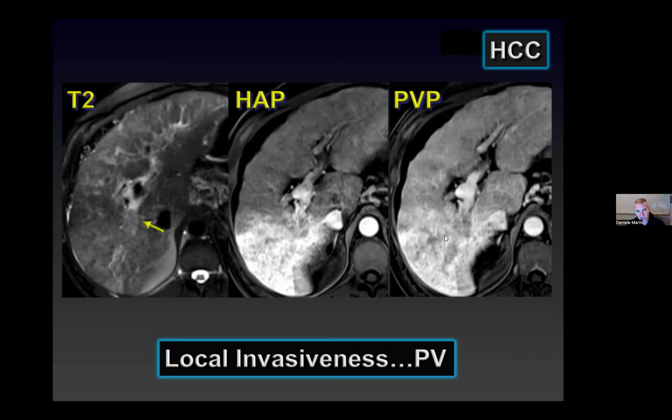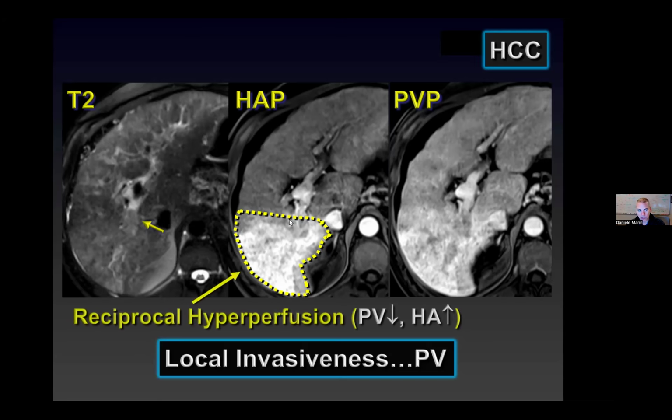And if I ask you to identify the lesion, it becomes very difficult to see it. And the reason is that invasion of the vein generally results in increased arterial perfusion within the liver parenchyma. And this increased arterial perfusion can actually mask or basically obscure detection of the primary lesion.